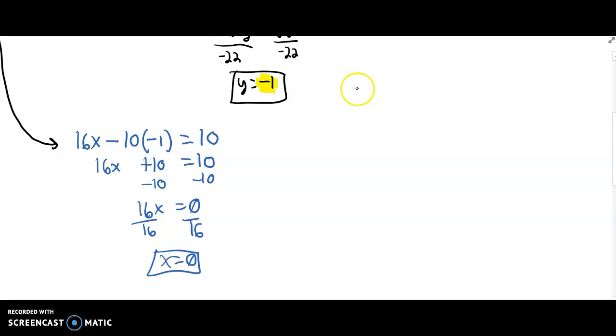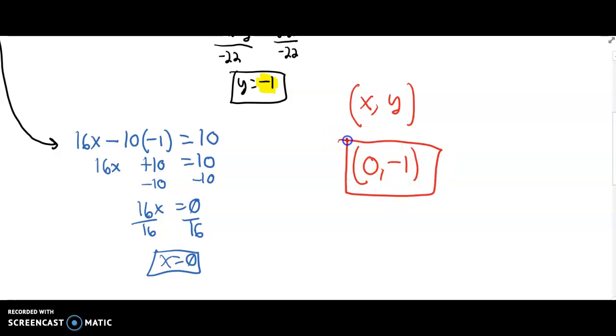Let's finally write our answer as a coordinate pair, as an x comma y. That must be 0 comma negative 1. This is also the point at which these two lines intersect. So we have solved algebraically for the point of intersection. Because if we know the x value and we know the y value, then we know the point.